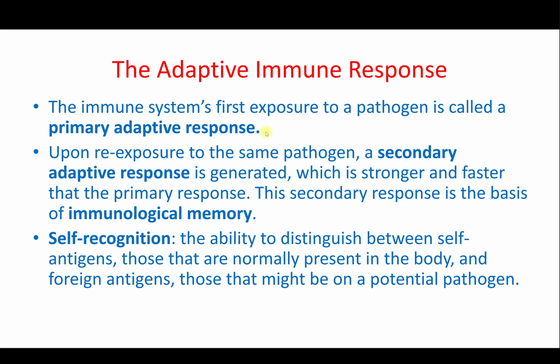Let's talk now about the adaptive immune system. A big difference between the adaptive immune system and the innate one is that the adaptive can learn. This is one difference. Another difference is that it has memory, immunological memory.